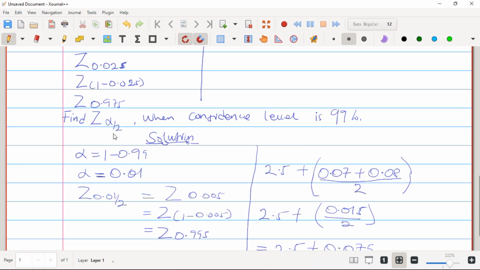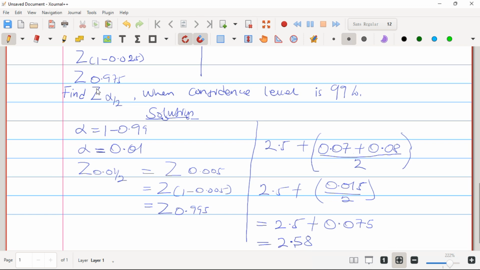And then our next one on the question is to find z subscript alpha divided by 2 when our confidence level is 99%. When you have a 99% confidence level, we know that we will just make alpha the subject. So alpha will be 1 minus the confidence level, which will be 0.99, and we have it here. So alpha will be 0.01, right? So here we're getting z subscript 0.01 divided by 2, of which you are getting z subscript 0.005. And then we just subtract this one from 1 to move it from the negative section to the positive section, of which we have z subscript 0.995, right? So 0.995 will be the probability.